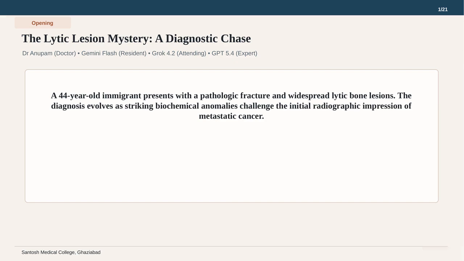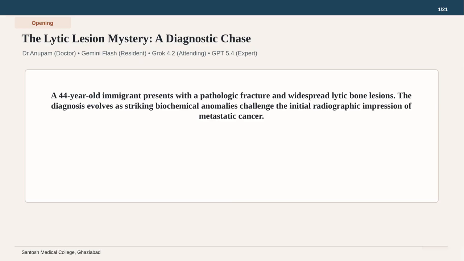Welcome to this clinical discussion titled The Lytic Lesion Mystery, a Diagnostic Chase. As you can see on this opening slide, we are following the case of a 44-year-old immigrant presenting with a pathologic fracture and widespread lytic bone lesions. At first glance, this presentation strongly suggests metastatic cancer, which is a common and concerning diagnosis in such scenarios.